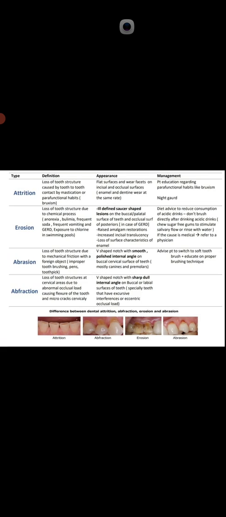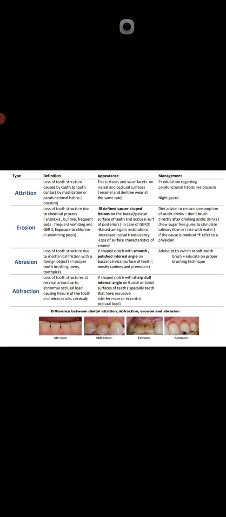Fourth is abfraction. What is abfraction? Loss of cervical tooth structure. Here the cervical tooth structure is lost due to occlusal forces. If the patient has high occlusal forces, meaning the patient's occlusion is disturbed. Mainly our occlusion is in centric relation. If the patient's occlusion is in eccentric relation, meaning other than centric relation, as a result there will be abfraction. Now come to the detail of each type.